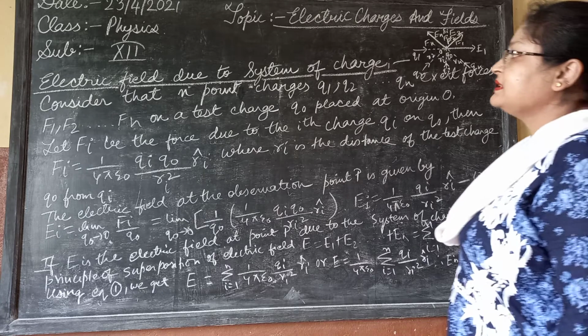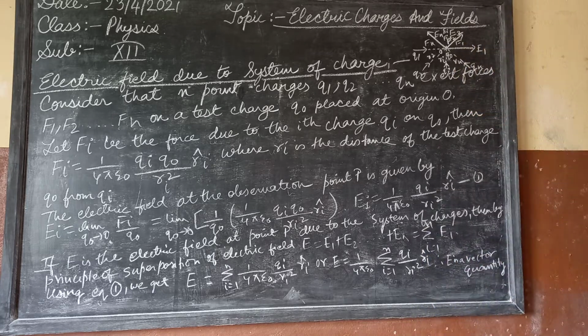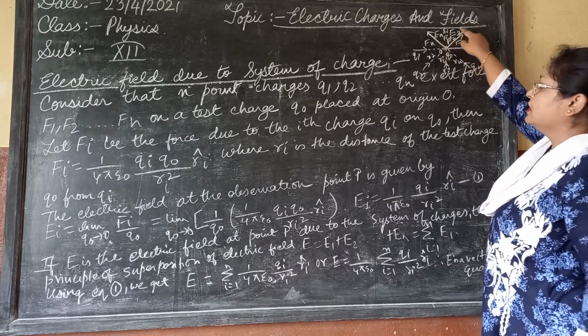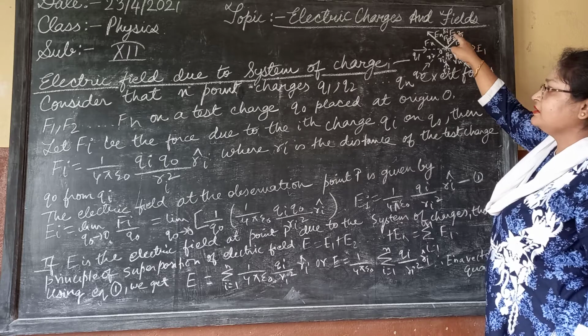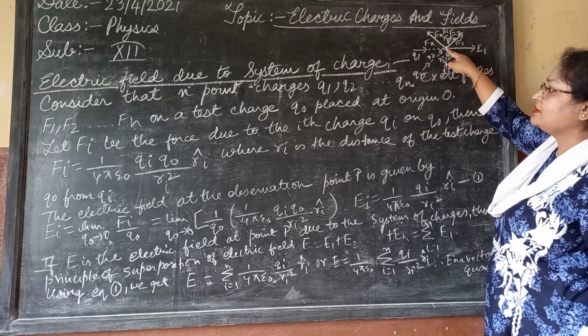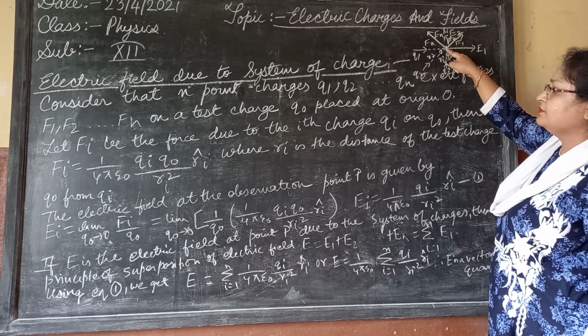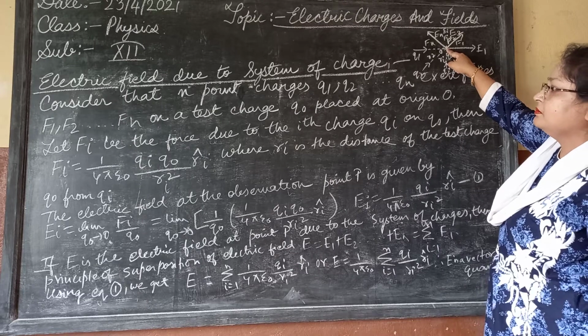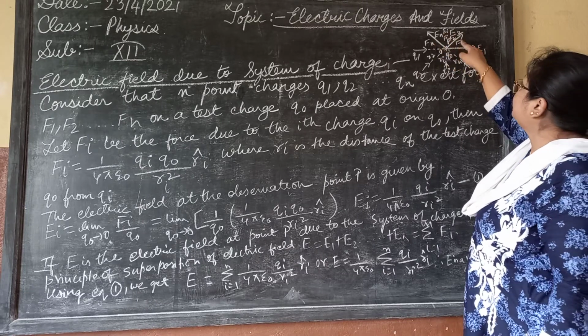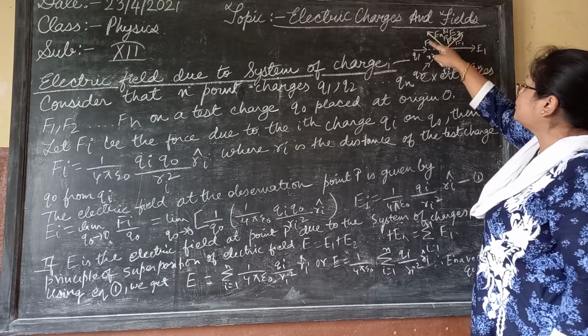Consider n point charges, that is q1, q2, q3 up to qn, and the forces will be F1, F2 up to Fn on a test charge Q0 placed at the point P. We know it very well. So this is the test charge Q0 at the point P, with these forces F1, F2, F3 and so on.